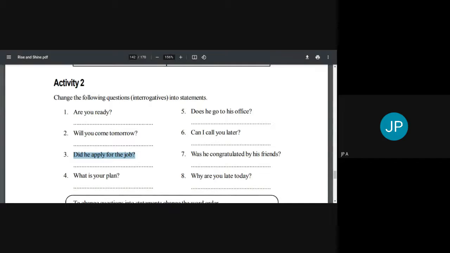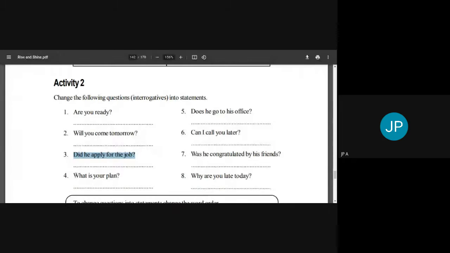Okay, the next one. Did he apply for the job? Remove the question mark, change the structure, and make a small change with the verb, because did and apply have to be combined. There are two ways in which we can write. You can write it like this, or you can also write he did apply. Yes, Shima, that's right. He applied for the job. So combining did apply gives applied. So he applied for the job. Okay.